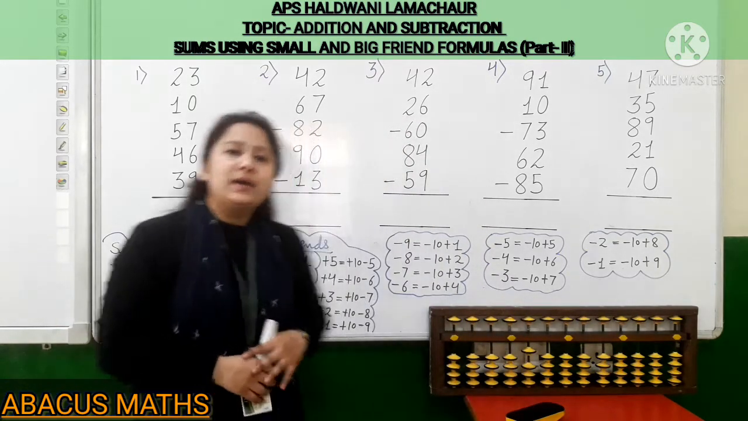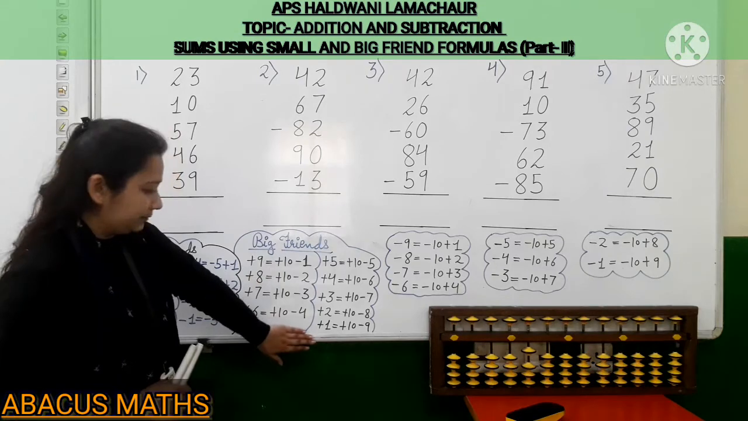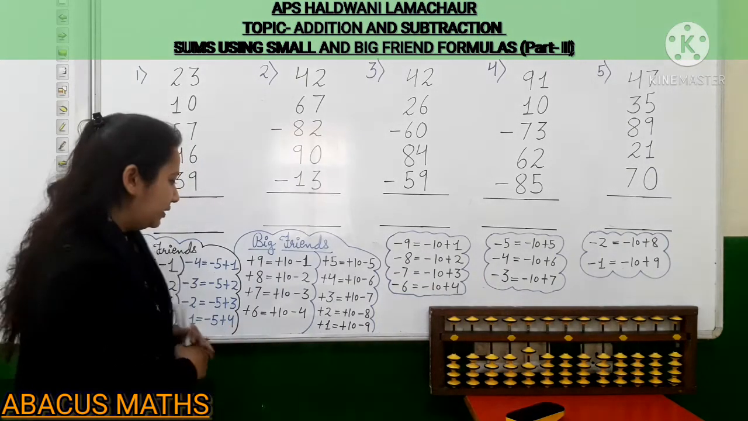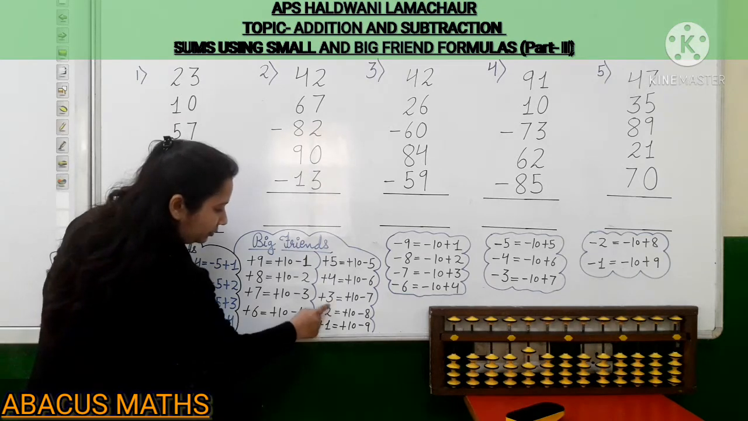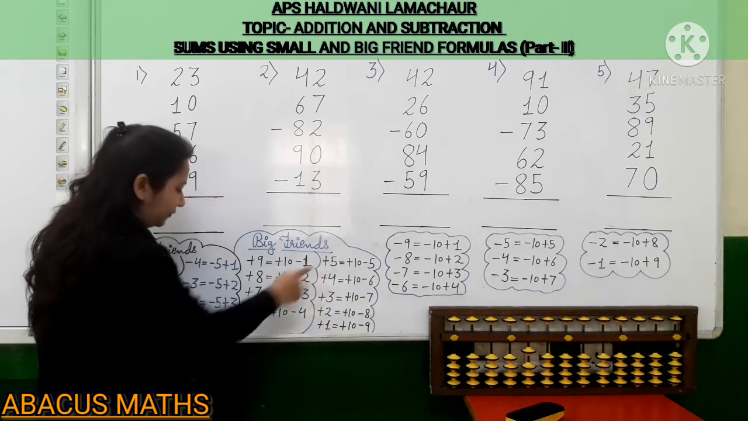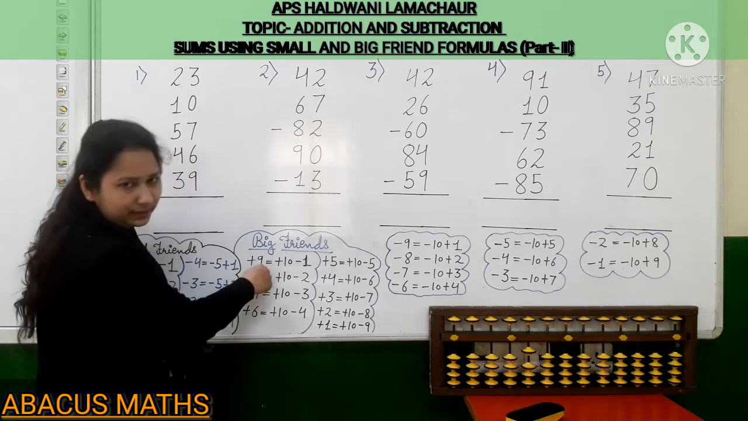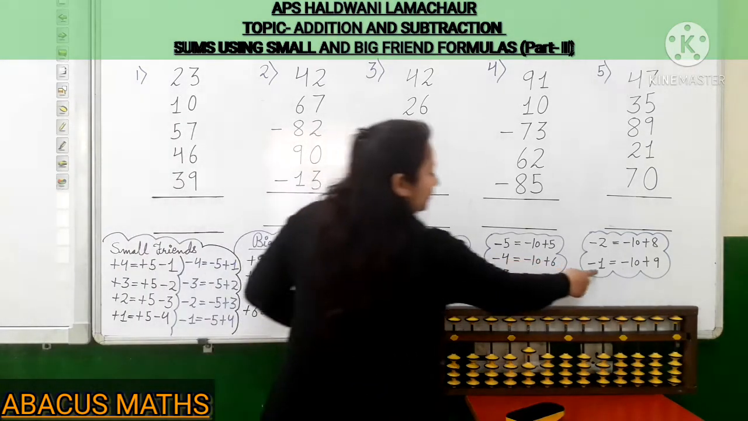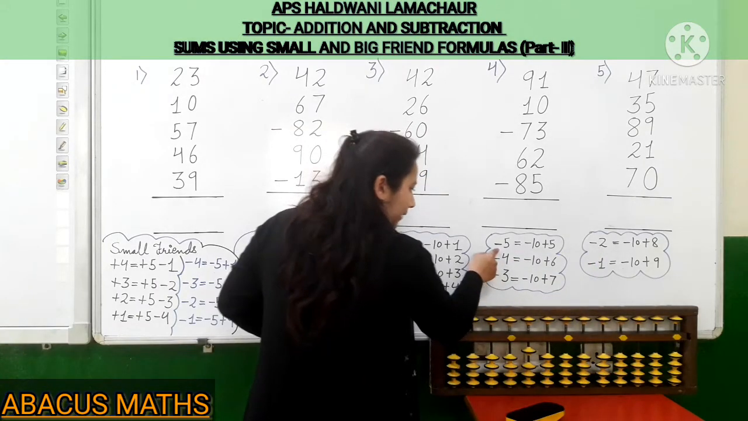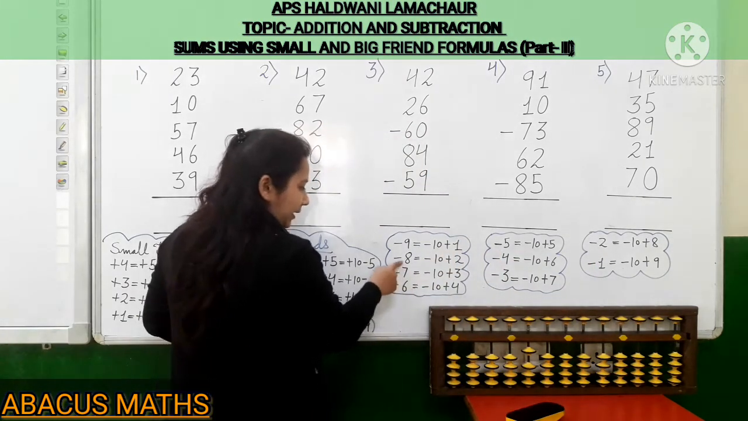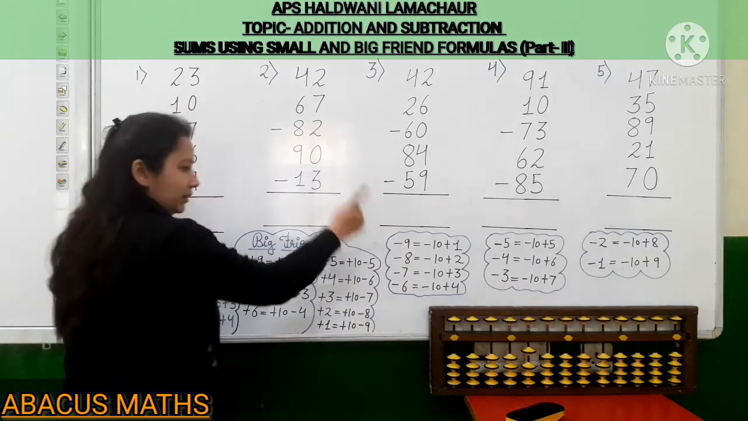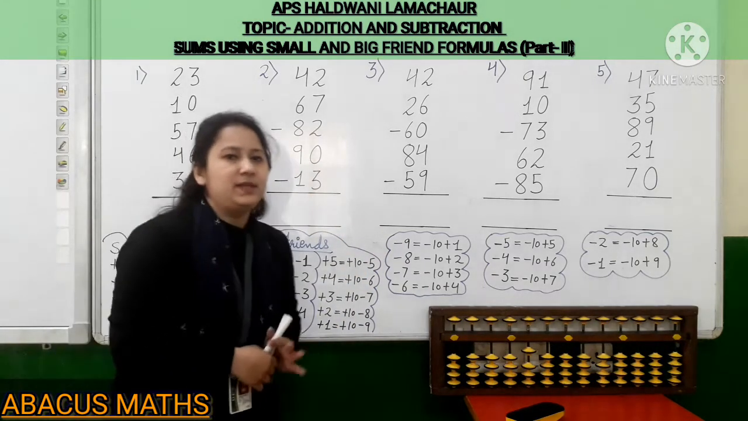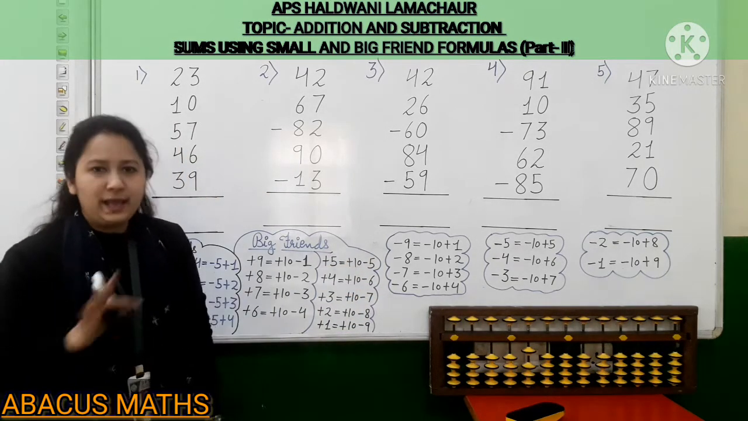Same way we have big friend formulas for addition and subtraction. In addition 1, 2, 3, 4, 5, after 5, 6, 7, 8 and 9, all are plus. And in subtraction, 1, 2, 3, 4, 5, and after 5, 6, 7, 8, 9. So 1 to 9 subtraction and 1 to 9 addition formulas of big friends are written here for your help.